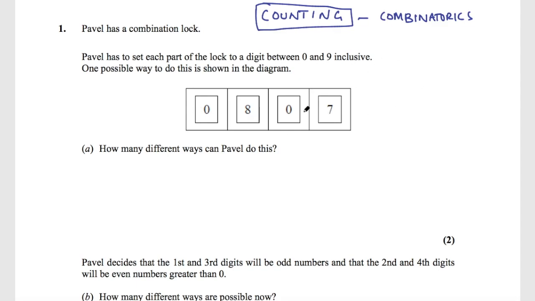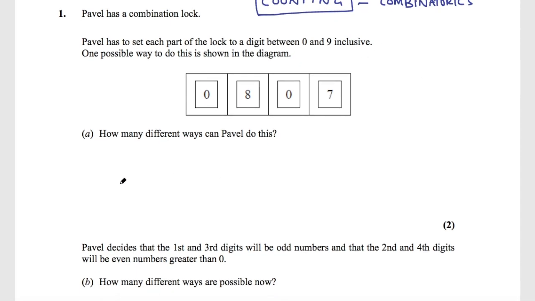So if we look at this lock, you can think of it as 4 different spaces, and in each space there's 10 different digits you can use. So you can use 0, 1, 2, 3, 4, 5, 6, 7, 8, 9. So in the first space here, there are 10 possibilities. Same for the second space, and the third and the fourth. So in each space we have 10 possibilities, and to find the total combination, we just need to multiply those together.